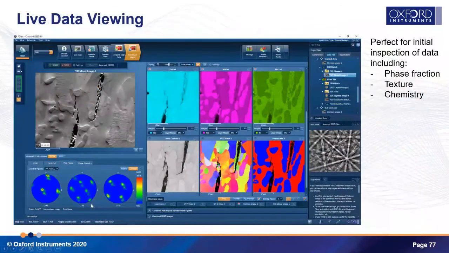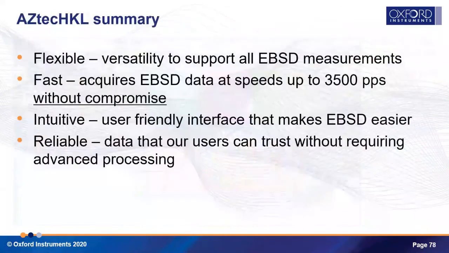As mentioned previously, we've got the live data viewing, which means that as you're acquiring the data, you've got a good idea of what's going on. So to summarize, it's very flexible and versatile. It's very fast. You can collect at up to 3,500 measurements a second without necessarily compromising your data integrity. It's very user friendly. You're led through the process with a navigator, and it's very reliable. We don't return data up into the spreadsheet unless we're very satisfied with the indexing.